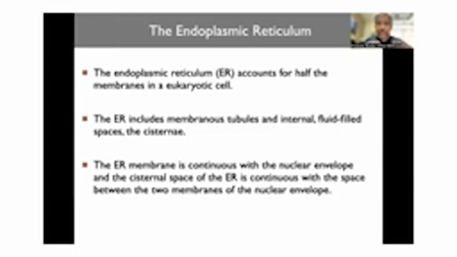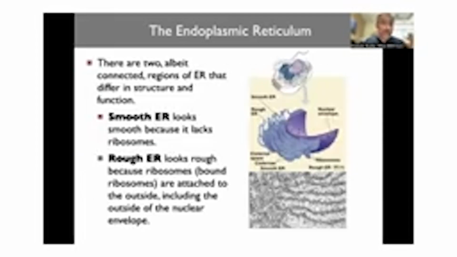And the cisternal space of the ER is continuous with the space between the two membranes of the nuclear envelope. This also allows for the initial steps of protein synthesis that have to be facilitated on the ribosomes to happen on the rough endoplasmic reticulum. There are, as I said, two kinds of endoplasmic reticulum, and rough and smooth is just on the basis of the texture that they have. The smooth endoplasmic reticulum looks smooth because it lacks ribosomes, and the rough endoplasmic reticulum looks rough because ribosomes are bound to the membrane of this architecture, right?